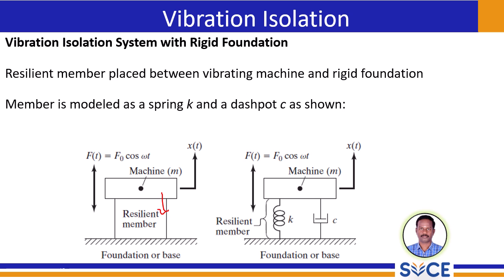The resilient member, modeled by the spring K and damper C, connects the vibrating machine to the rigid foundation. The spring stores and releases energy while the damper dissipates energy, both playing a crucial role in the isolation system performance. Our goal is designing such a vibration isolation system to minimize the force transmitted through the resilient member to the rigid foundation.